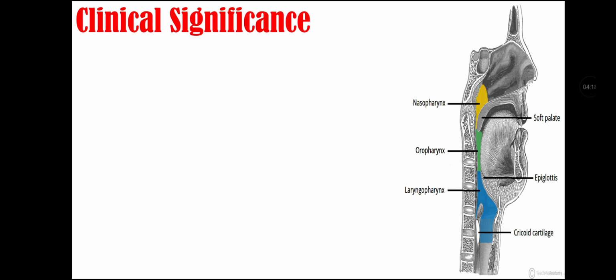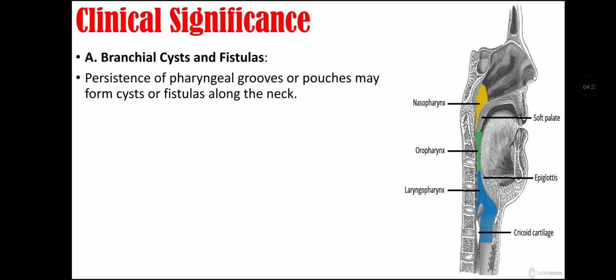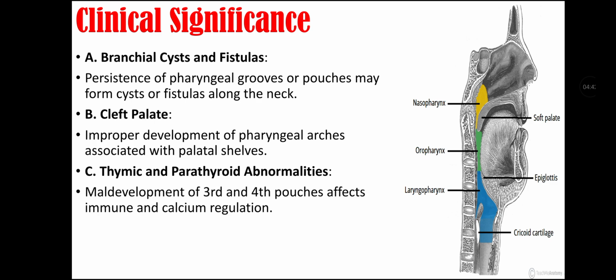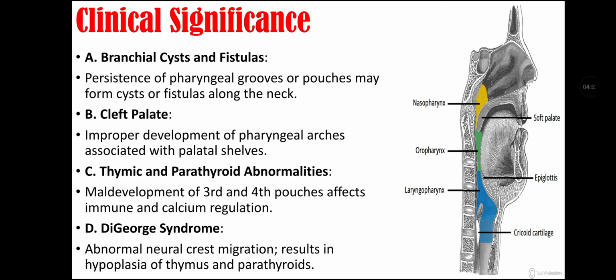Now let's talk about clinical significance. First, there may be branchial cysts and fistulas, that is the persistence of pharyngeal grooves or pouches that may form cysts or fistulas along the neck. Second is cleft palate, that is improper development of pharyngeal arches associated with palatal shelves. Third significance is thymic and parathyroid abnormalities, as there is maldevelopment of third and fourth pouches that affects immune function and calcium regulation. Fourth significance is DiGeorge syndrome, that is abnormal neural crest migration that results in hypoplasia of thymus and parathyroids.